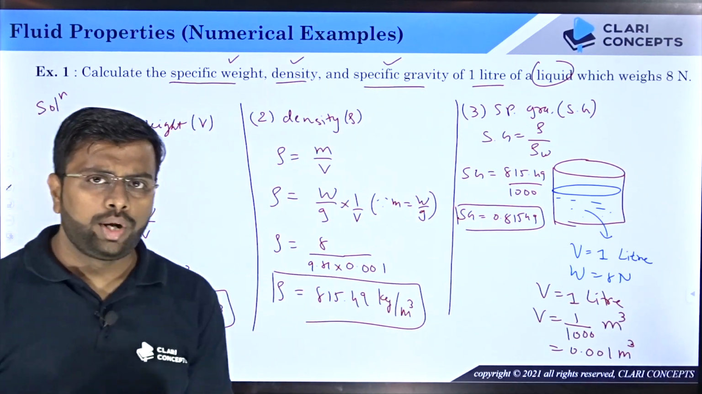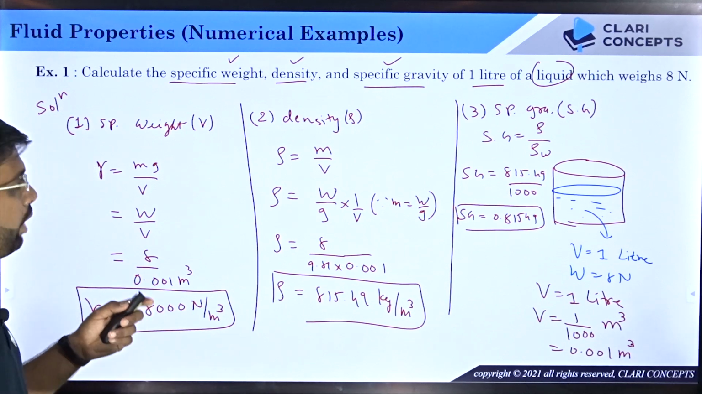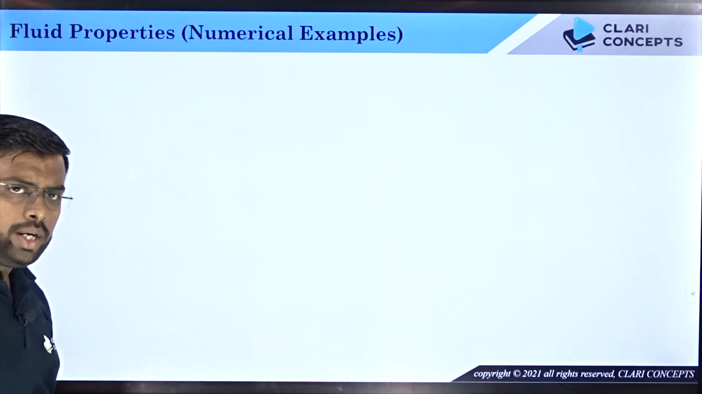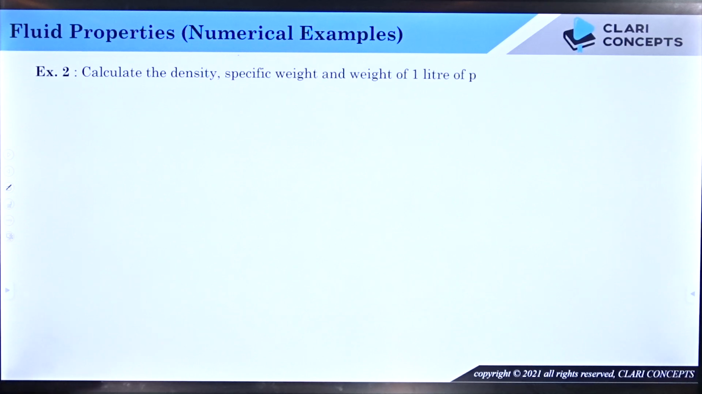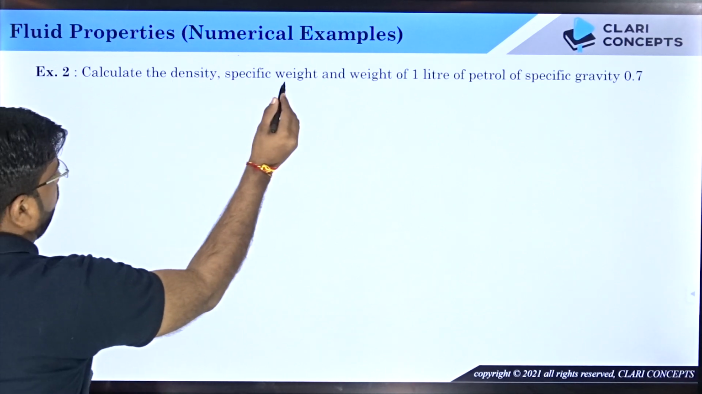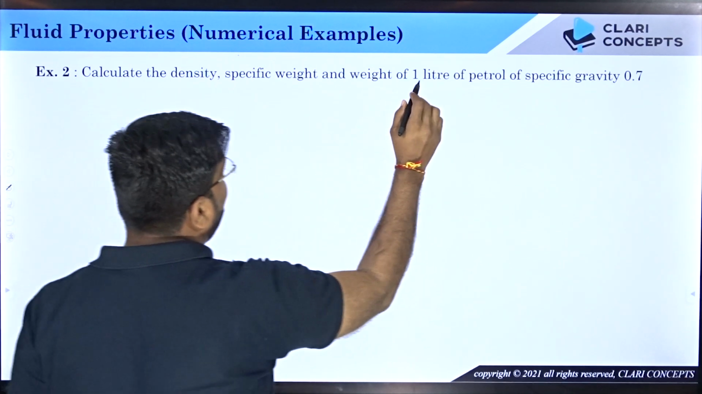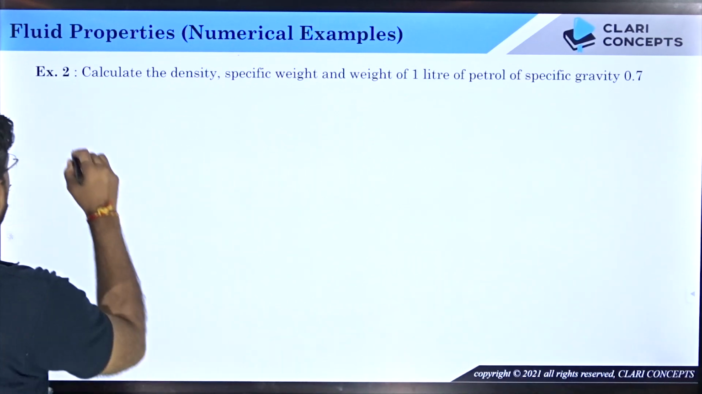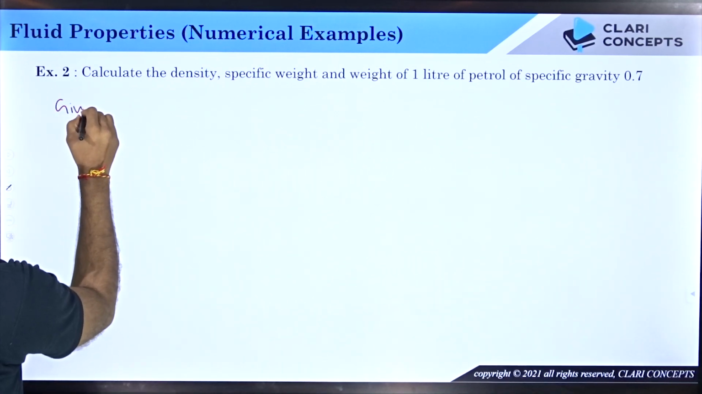I hope you got how to calculate the numericals of this particular topic. Let us take another example for more clarity. Now here it is said: calculate density, specific weight and weight of 1 liter of petrol of specific gravity 0.7. So let us see what is the given data.